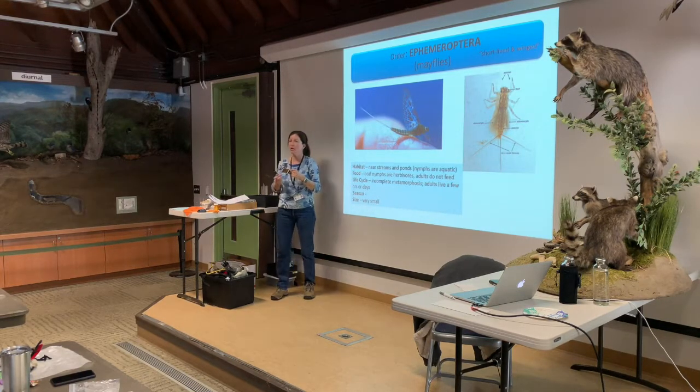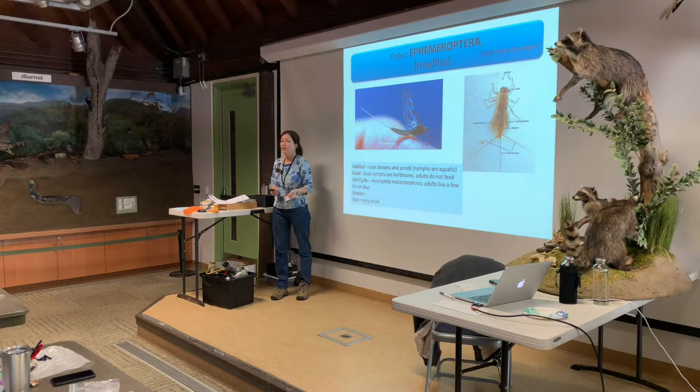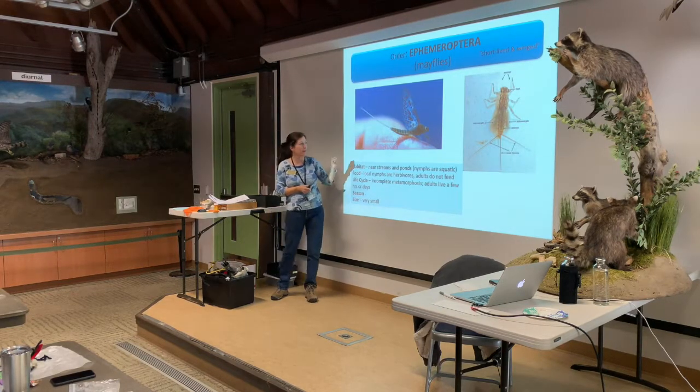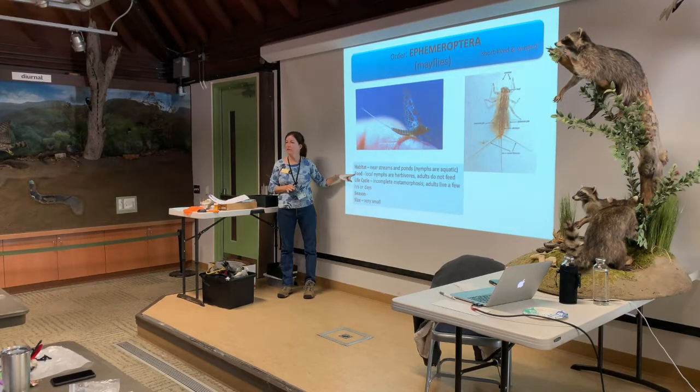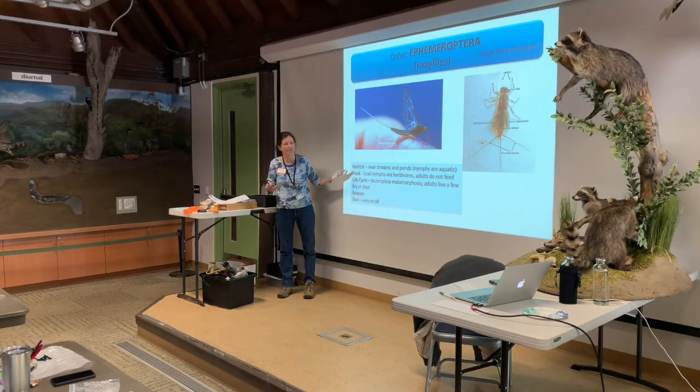They also tell you a lot about the quality of the water, because some insects will only be in nice clean water, other insects want kind of dirty water, and so it tells you a lot about the ecosystem that they're in. The food, they're herbivores, and the adults don't feed, which also plays into their very short life as an adult, because if you're not eating, you don't live very long.